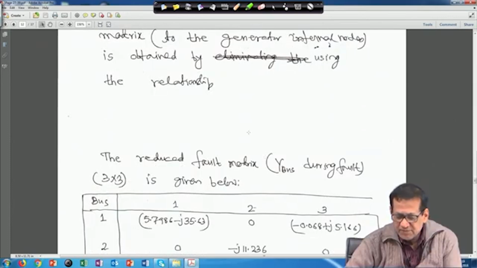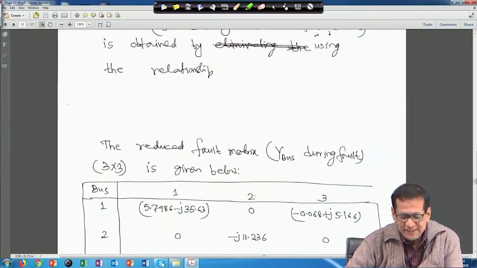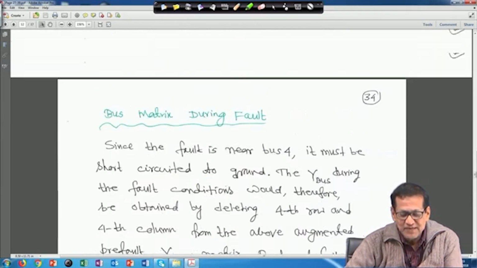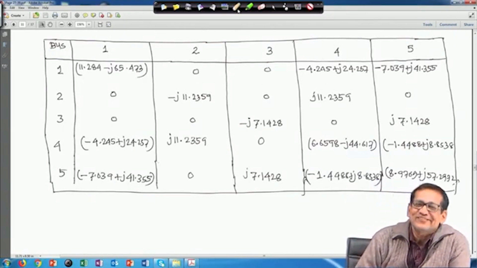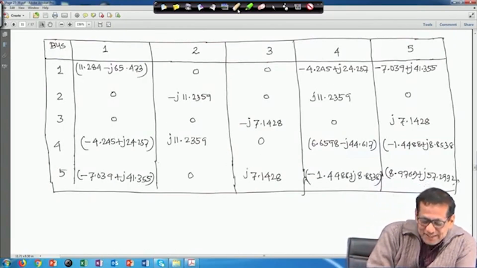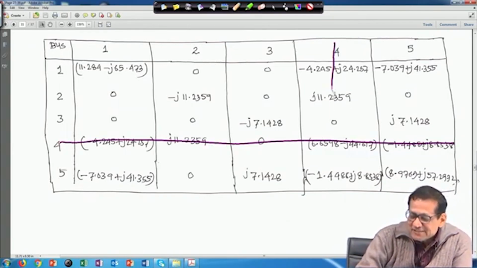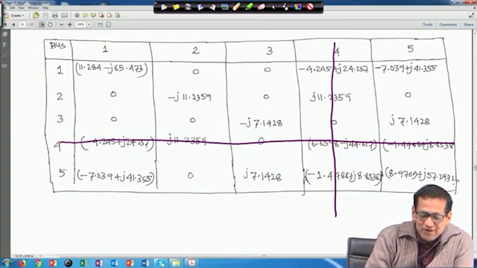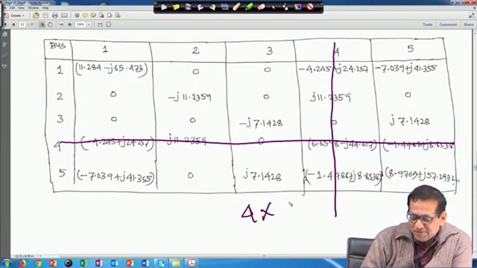then the reduced fault matrix, that during fault, right. So, it is a reduced fault matrix. Reduced fault matrix means that I am just making it here, because if all these calculations are shown, then it will be too lengthy, right. So, the only thing is that you will eliminate this, so this will not be there. So, ultimately it will be a 4 into 4 matrix, right.